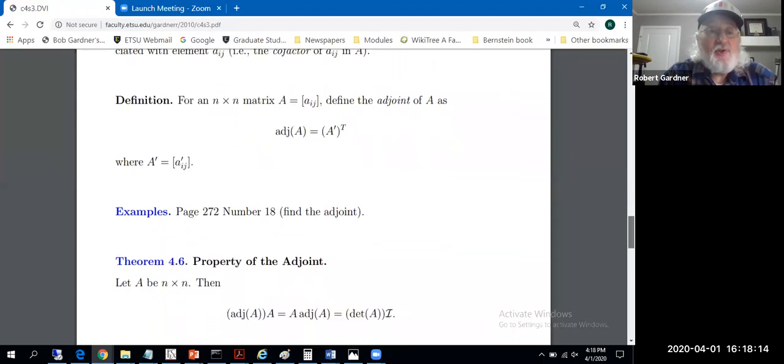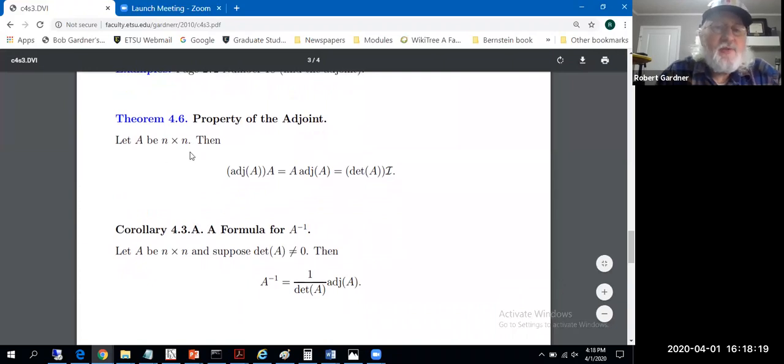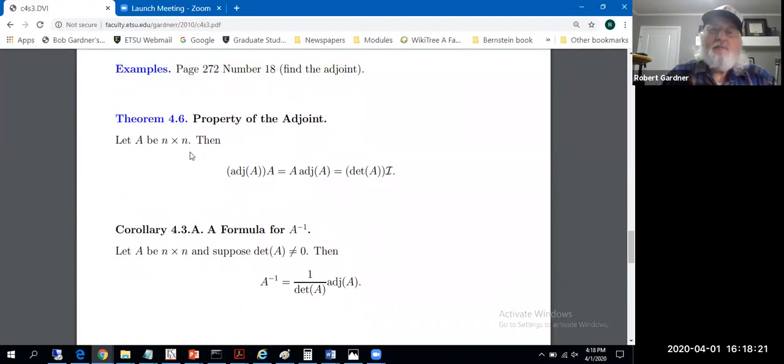Some properties of the adjoint. Suppose A is an n by n matrix, then they claim, proofs in the supplemental notes, let's not bother in the video, that the adjoint of A, which is also an n by n matrix, times matrix A, so that matrix product really makes sense, they're both square matrices of the same size. Adjoint of A times A equals A times the adjoint of A. So there's some commutativity, which we in general don't have, but apparently have here. And the claim is that product is the determinant of A times the identity matrix.